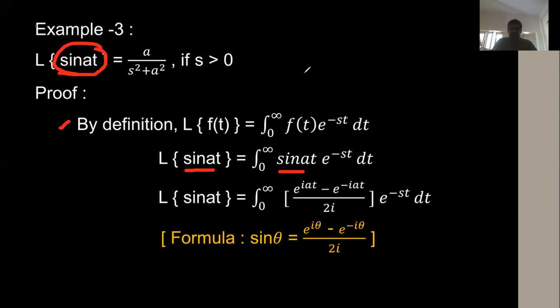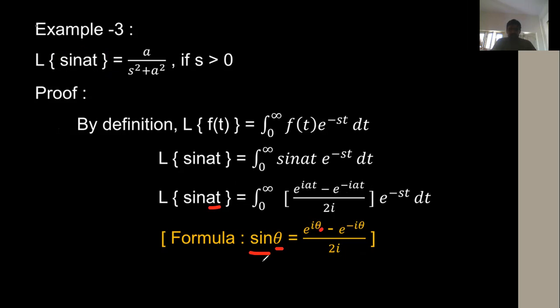Here also sin at. So we know this sin at can be represented in exponential form. According to the trigonometric formula, sin theta can be represented in terms of exponentials as e power i theta minus e power minus i theta by 2i. So here in place of theta, we have at. Wherever you have theta, just substitute at: e power i at minus e power minus i at by 2i.